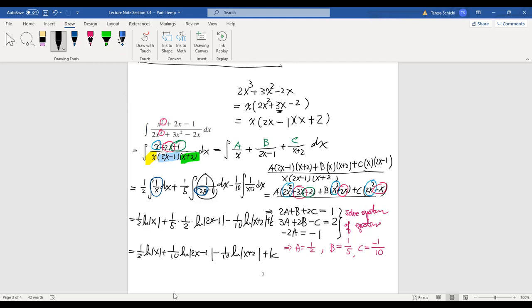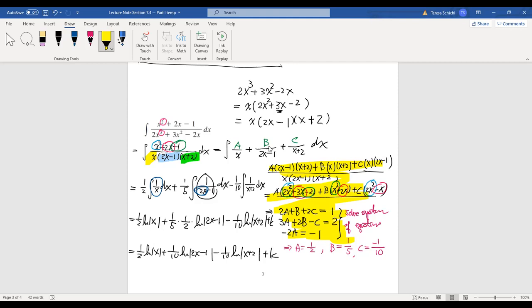Okay, so the key thing here is really the algebra part, right? So this whole distance here is the algebra. How did you find the common denominator? And then how did you compare the corresponding terms and set up the system of equations? So you need to be very, very careful about your algebra skills here. You don't want to mess that up.